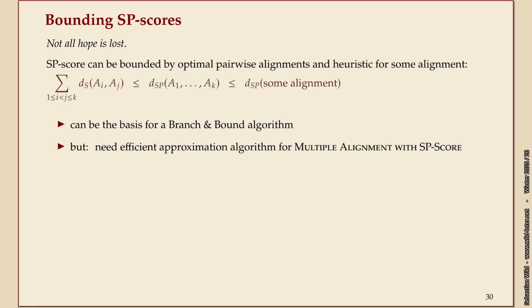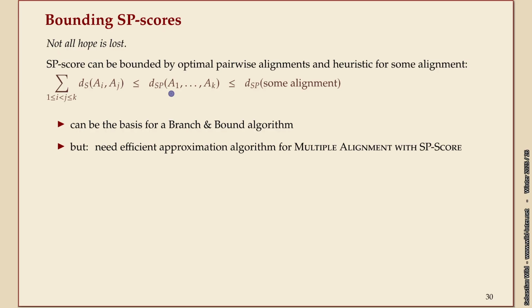First observation: if you have the SP score of some K sequences, A1 up to AK, you can always upper bound it by producing some alignment, that is, pick some alignment that you construct in some way. I'll show you more in a second. That's an upper bound for the distance you get from the optimal alignment. And you can also lower bound this sum of pairs alignment by taking the actual pairwise distance, ignoring the rest. I'll have notation for this on the next slide.